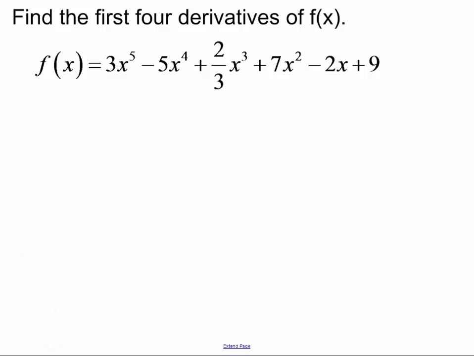Okay, find the first four derivatives. So f prime of x, 15x to the fourth, minus 20x to the third. Bring the 3 down. 3 times 2/3 is 2x squared.